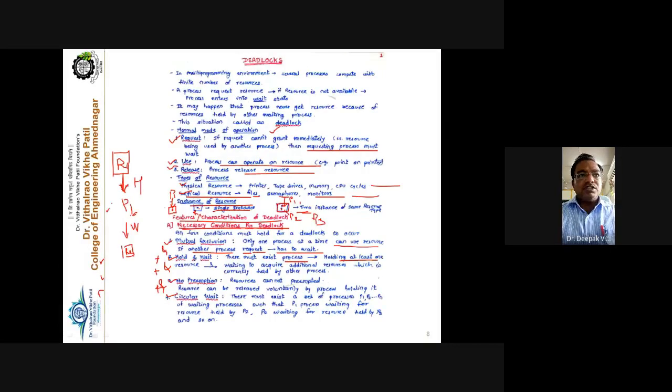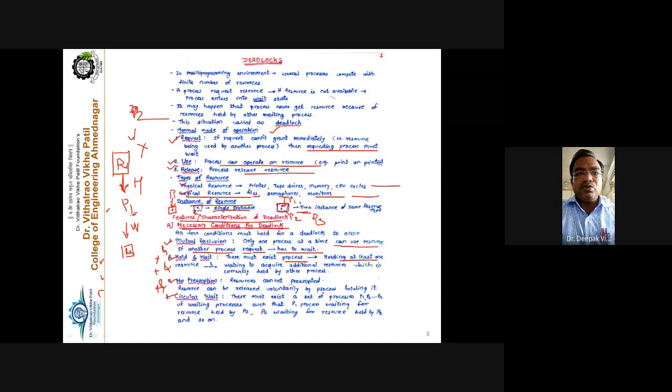And as they hold this particular resource, if there is another process P2 and P2 wants this R1 resource, you cannot allocate R1 to P2 because it is already allocated to process P1. So this is the scenario that is called the hold and wait condition.